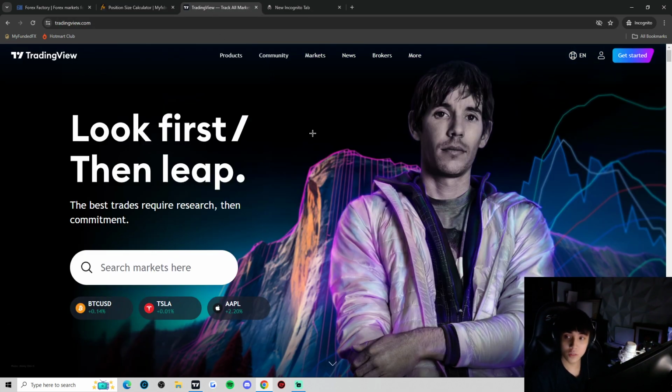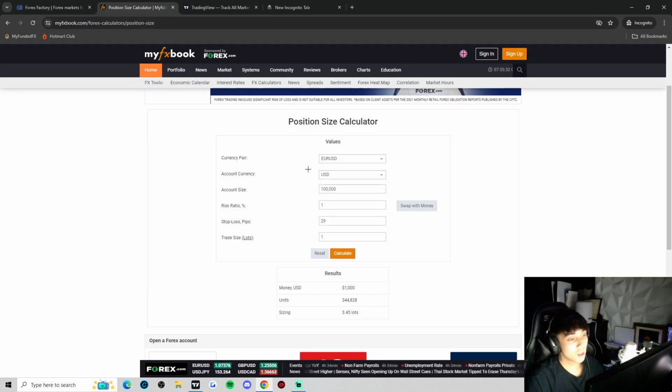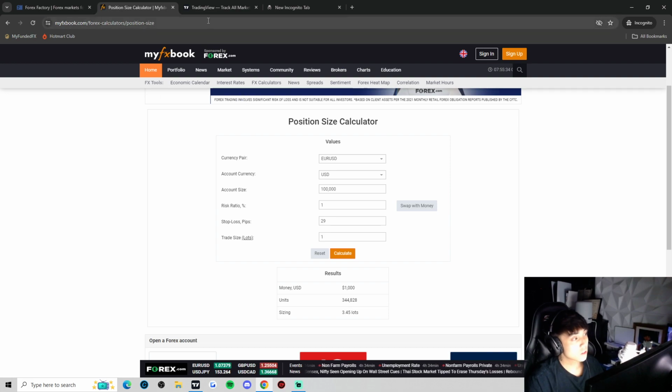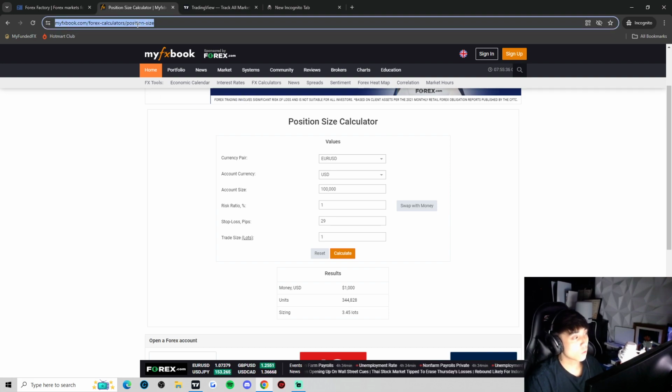Everyone remember, Tradingview is number one. No matter what, you need Tradingview, because this is literally how you analyze the markets. This is how you mark up the markets, and this is how you see how the market moves. And so Tradingview is number one. Position size calculator. This is the link, myfxbook.com, Forex calculator.